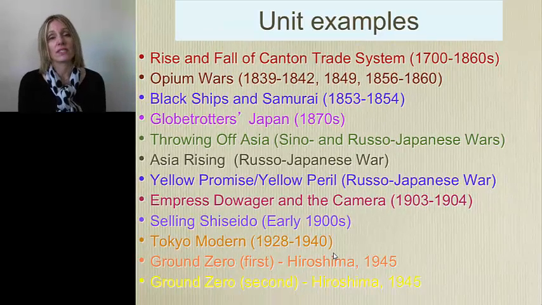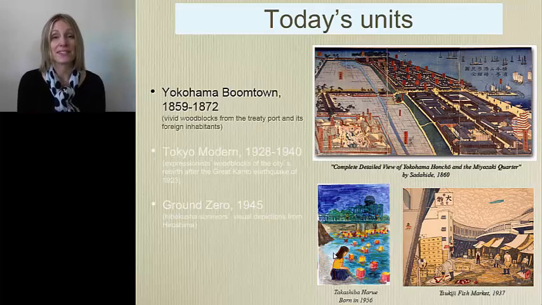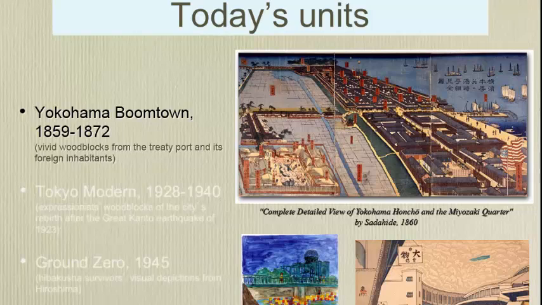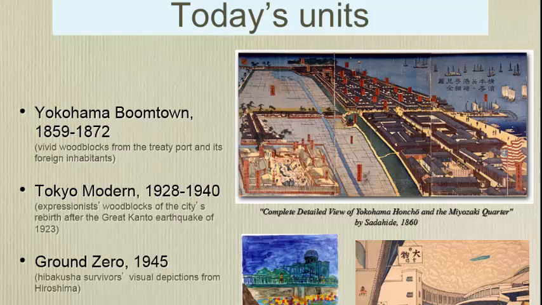Here are some examples of the units that you can find on this website. Here are the 3 units I'm going to talk about with you today. The first one is Yokohama Boomtown, 1859 to 1872. These are vivid, gorgeous woodblocks from the treaty port of Yokohama and its foreign inhabitants. Tokyo Modern, 1928 to 1940. These are expressionist woodblocks of a city as it tries to define itself as modern after the Great Kanto earthquake of 1923. And then I have Ground Zero, 1945, which are hibakusha survivor visual depictions of their time and the essence of what still haunts them from Hiroshima in 1945.